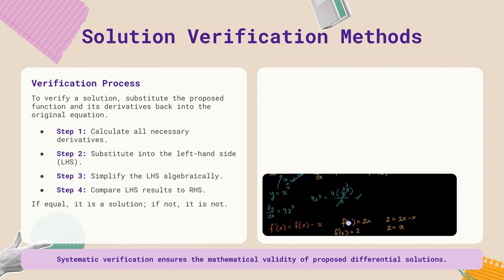To verify a proposed solution, substitute the function and its derivatives back into the original equation. If the left-hand side equals the right-hand side, the solution is verified. This systematic process ensures the mathematical validity of the proposed solution.